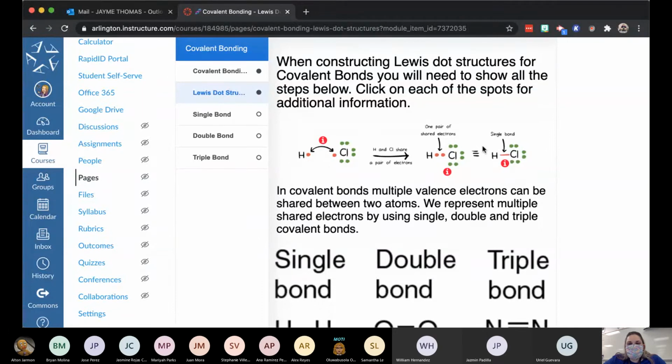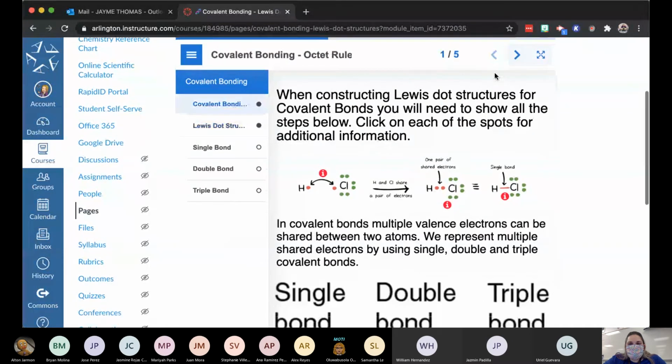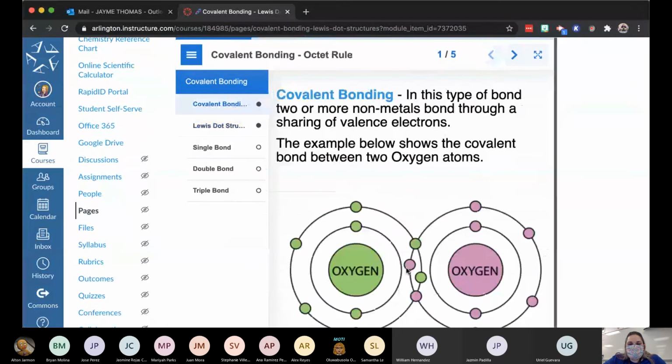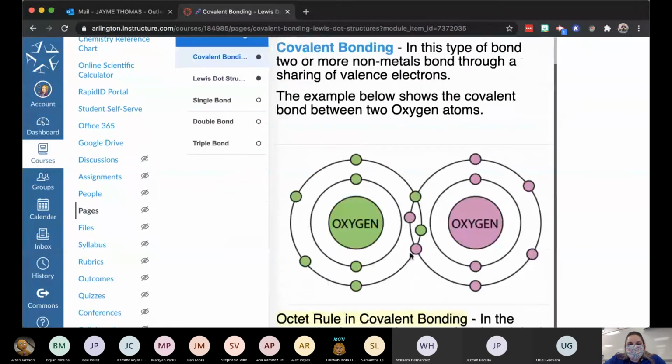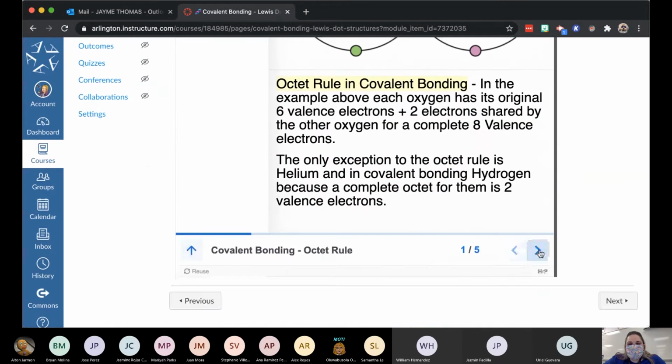See how it was 2 here, and I just changed it to 1 line, and that's called a single bond. Okay, I can have what we call multiple bonds. In covalent bonds, you can share multiple pairs, like in the example we saw on the first part with oxygen. I told you they're sharing 2 pairs, because here's a green and a purple pair, and here's a green and a purple pair. And so that's actually a double bond because they're sharing 2 different pairs.